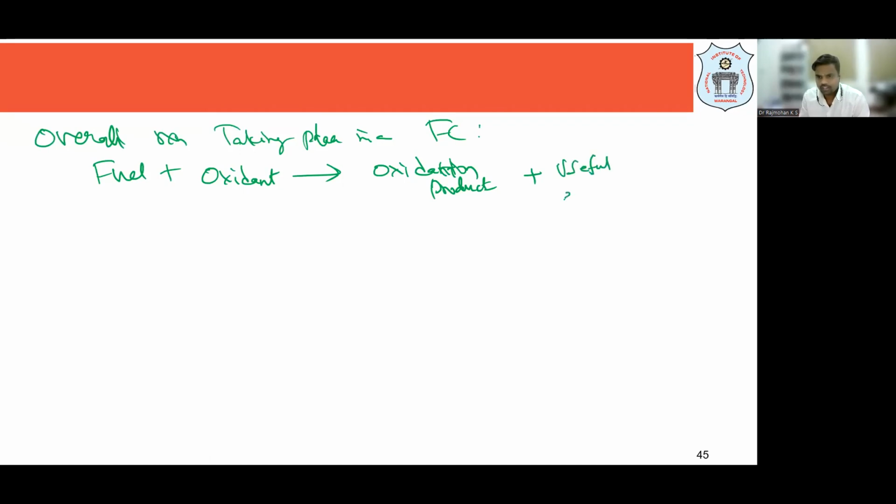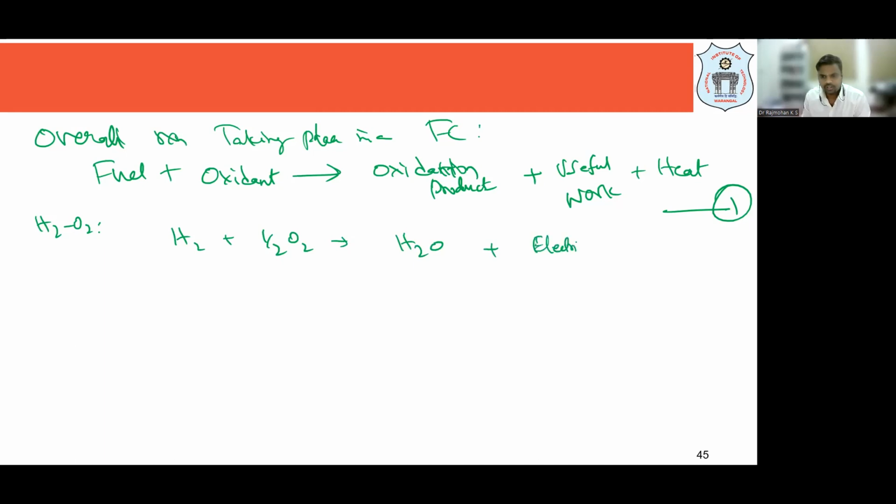it may be electrical energy, and also some heat is liberated. Let it be equation number 1. So we know what the reaction is if hydrogen and oxygen are used as the fuel: H2 plus half O2 gives H2O plus electricity plus heat. Okay, 1A. And what if the fuel is methane?